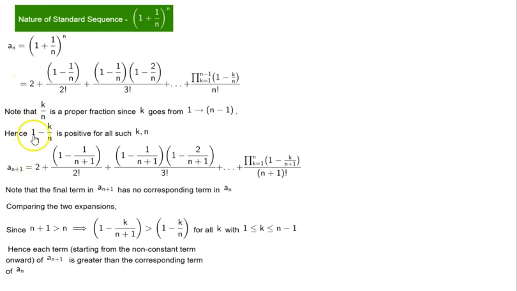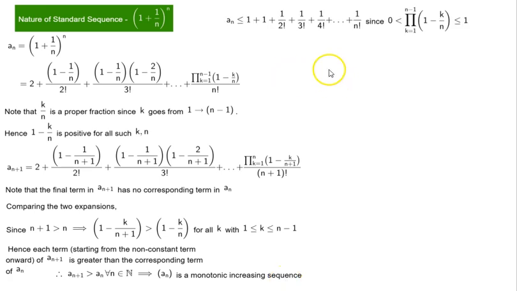So ignore the 2's. They are equal constants, whereas the rest have n's. So each of these terms is greater than this. So therefore, a_{n+1} is greater than a_n for all n in natural numbers, which implies that the sequence a_n is a monotonic increasing sequence.